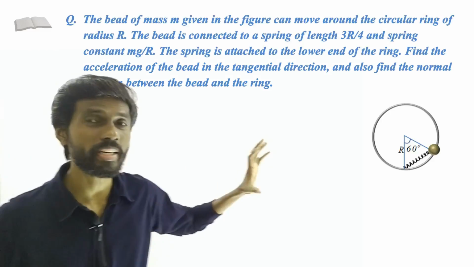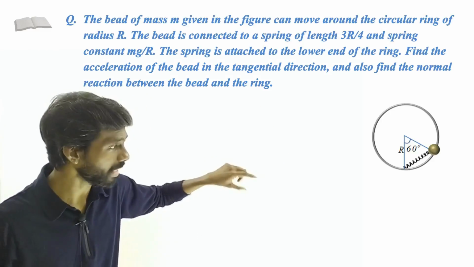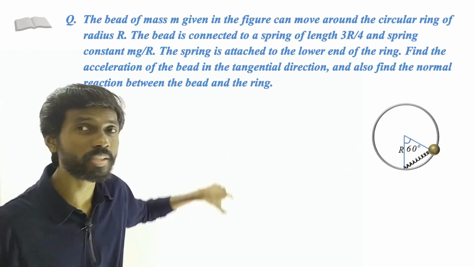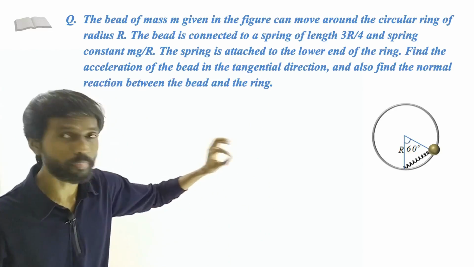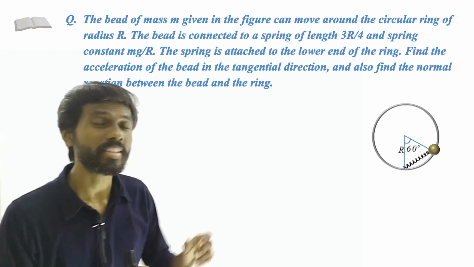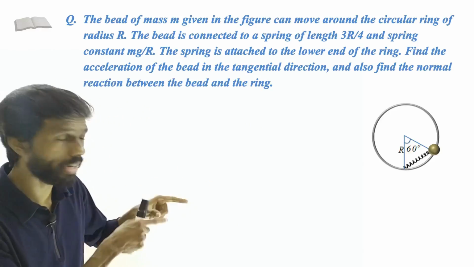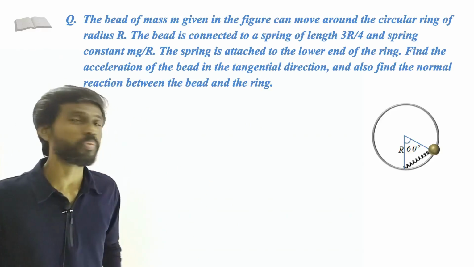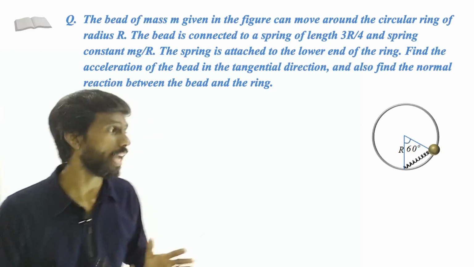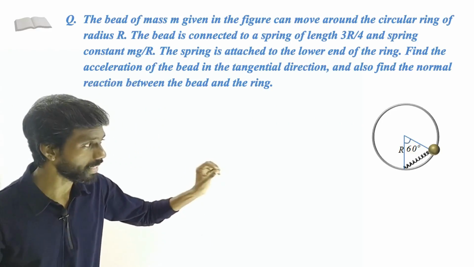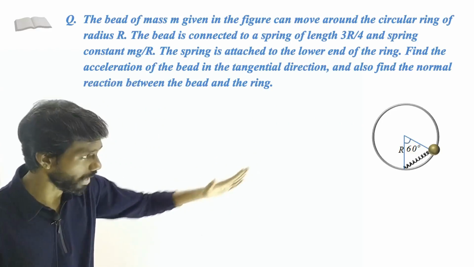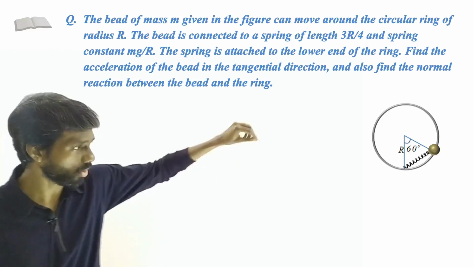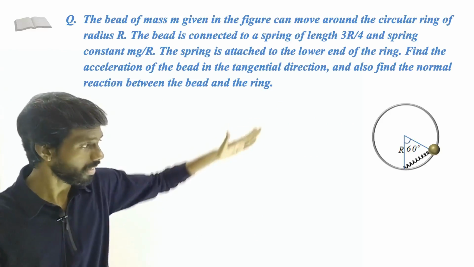Here we have a bead which can move along the ring. That means it can move only along the circumference of that circle. That bead is attached to a spring. The other end of the spring is attached to the lower end of the circle. Now we have to find the tangential acceleration of this bead. The bead can move only along the circle. Tangent, you know, right? So we have to find the acceleration in that direction.